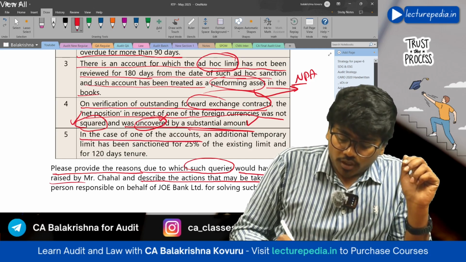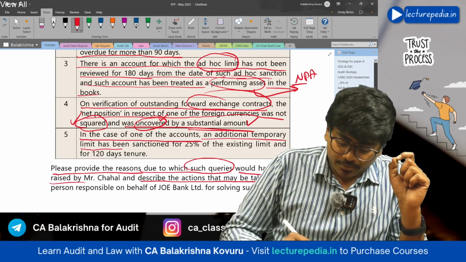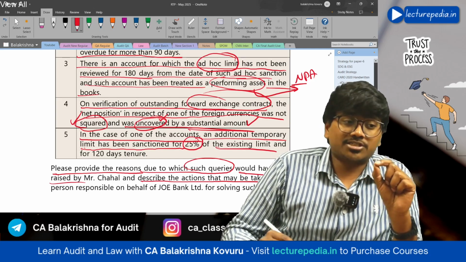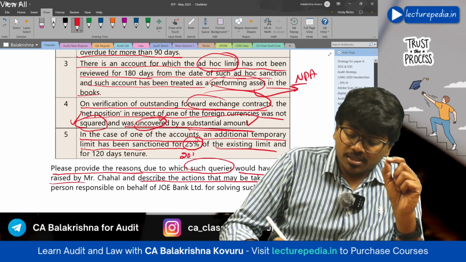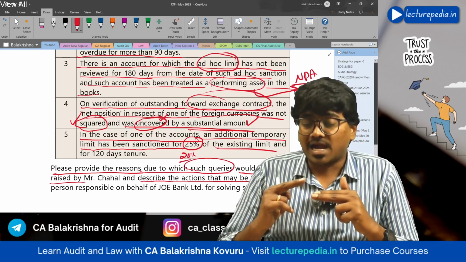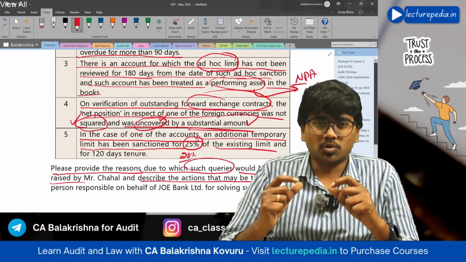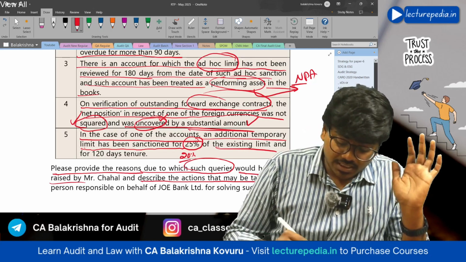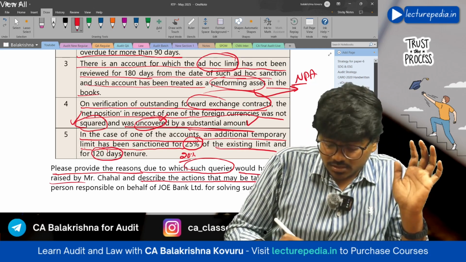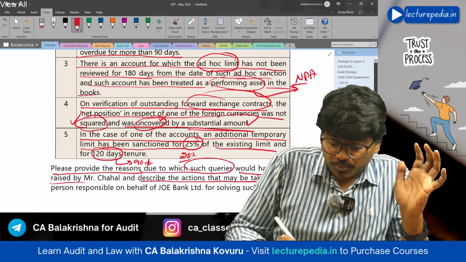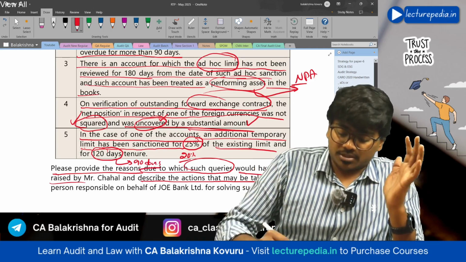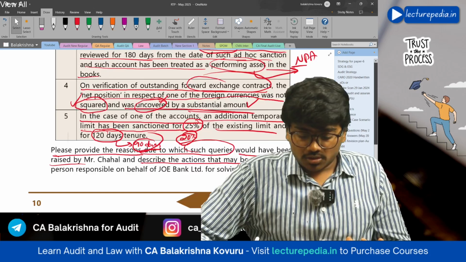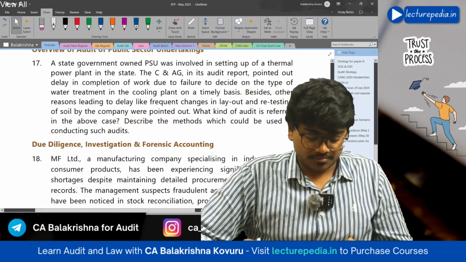Next, in case of one of the accounts, an additional temporary limit has been sanctioned for 25% of the existing limit. No, you can sanction only a maximum of up to 20% of the existing limit, and that too for a period of 90 days only. Here it has been sanctioned for a period of 120 days. So the appropriate resolution would be to change the terms to 20% and 90 days. These are the appropriate resolutions for the queries raised.